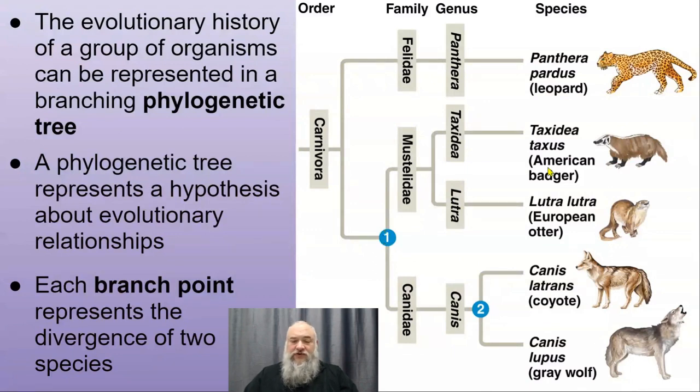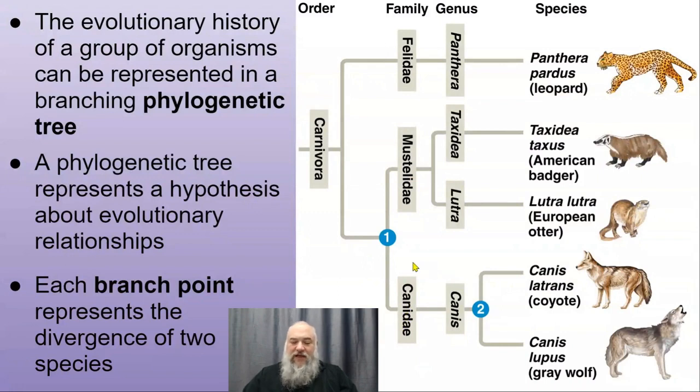So there's a few things we can learn from here. Each of these branching points represents the divergence of a species. So this is a speciation event. There was some sort of block to gene flow here, whether allopatric or sympatric. And at that point, we split into two populations, which eventually evolved into creatures that were like the otter and the badger, or creatures that were more like dogs.